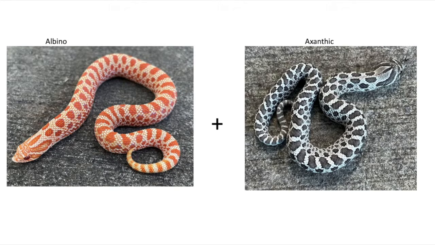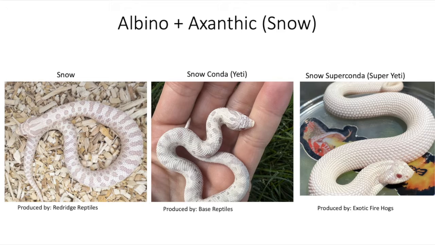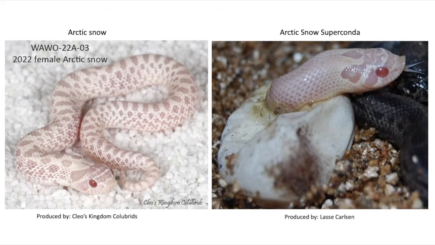So when you combine albino and xanthic, you get a snow. So we have examples of a snow conda, which is called a yeti, and then a snow superconda, which is called a super yeti. And now adding the Arctic gene, I have an example of an Arctic snow. And then we have an Arctic superconda snow that's hatching right out of the egg.